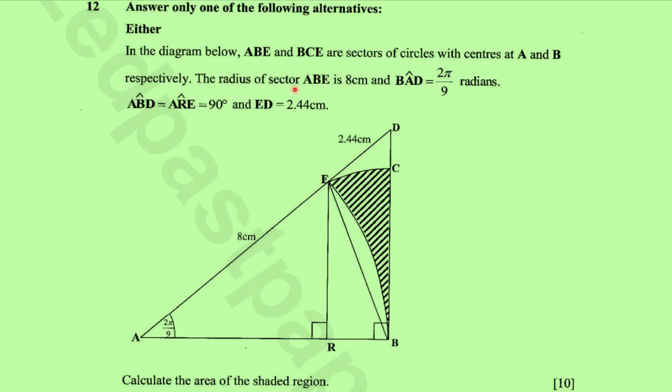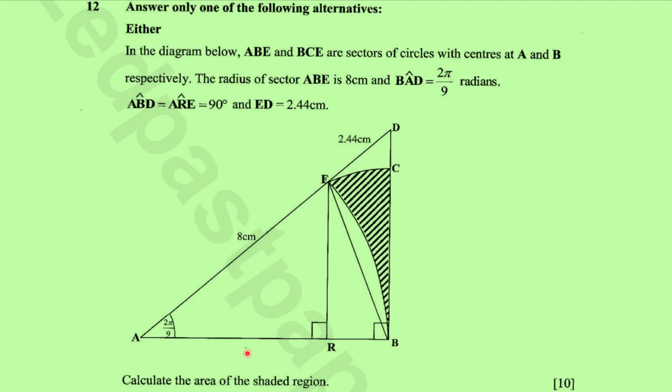Then the radius of the sector ABE is 8 centimeters. So that is AE, that's the radius. And also AB, that's the radius. So AE is equal to 8 centimeters. AB is also equal to 8 centimeters because it's the radius of the same sector. They've given us further information, ED, which is 2.44 centimeters. They have told us the angle AED is 90 degrees, also ABD is 90 degrees. There is also point C there. Point C is on the line BD, so it's part of the sector BCE. Okay, nice. So this is the question.